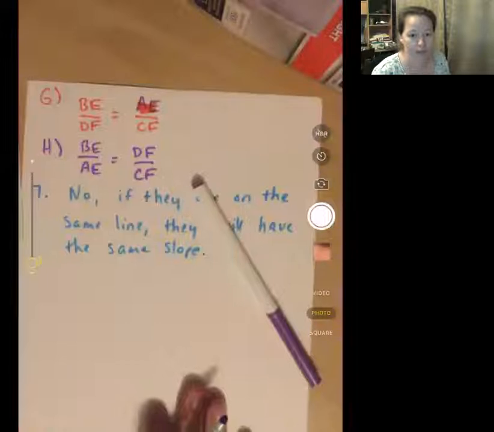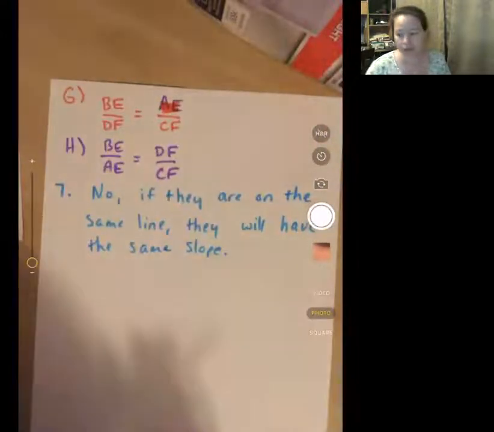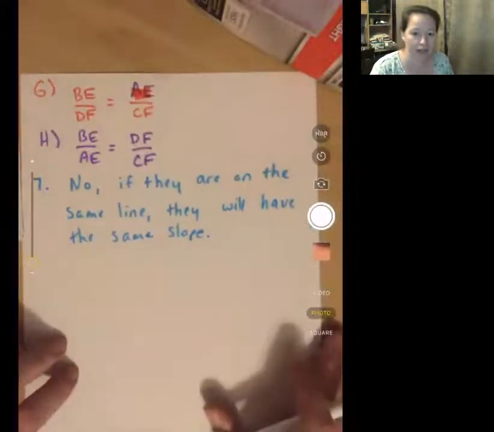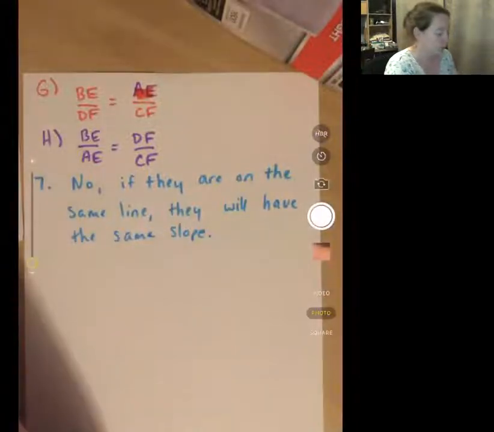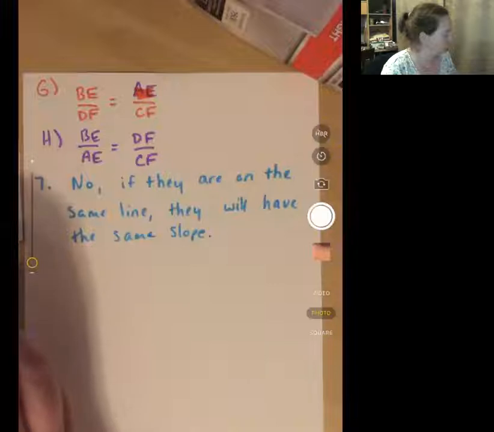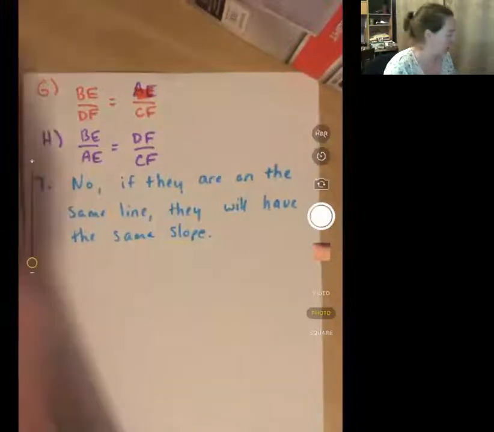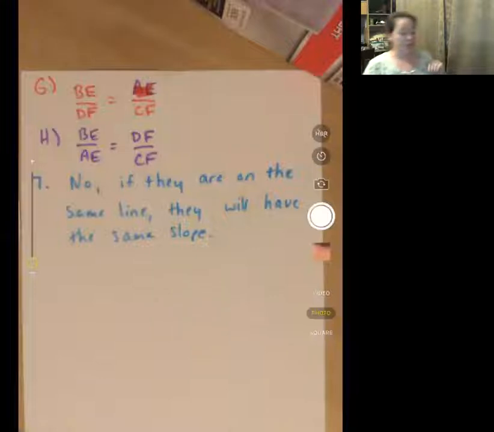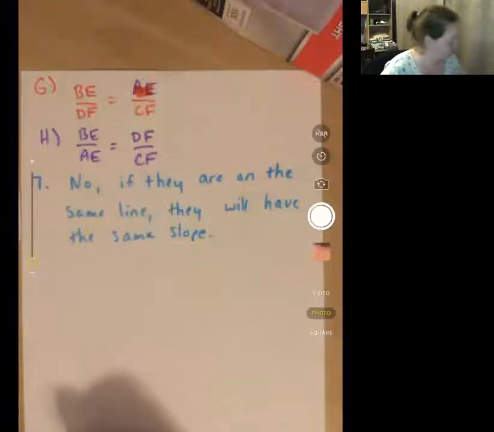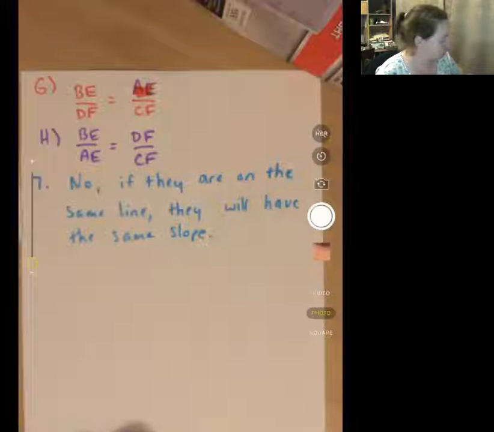All right, let me move that up. And you can pause that if you need to. I am going on to the guided practice. Number 1, explain whether the triangles are similar. Label the angle measures in the figure.